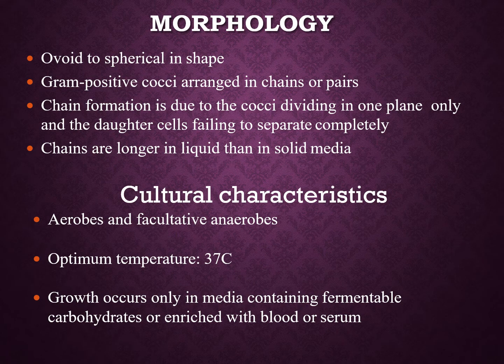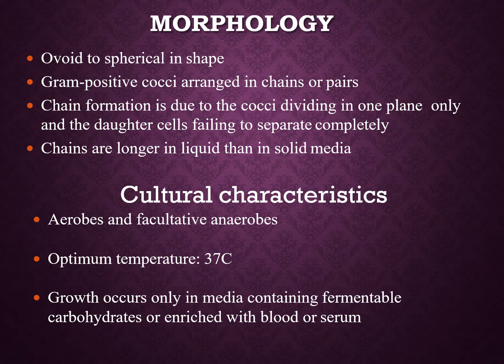So then morphology: it is ovoid to spherical in shape, gram-positive cocci, which are generally arranged in chains or pairs. Chain formation is mainly due to the division of the cocci in only one plane, where the daughter cells fail to separate completely. Generally the chains are longer in liquid media than in solid media. They are non-motile and non-spore forming. They are also capsulated. Their capsules contain hyaluronic acid.